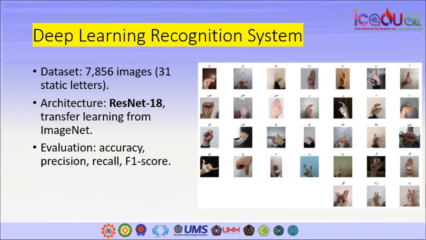In the second part, we developed a deep learning recognition system for static Quranic signs. We used a dataset of 7,856 images covering 31 Hijaiyah letters. The model was based on ResNet 18 with transfer learning from ImageNet. The evaluation considered accuracy, precision, recall, and F1 score.